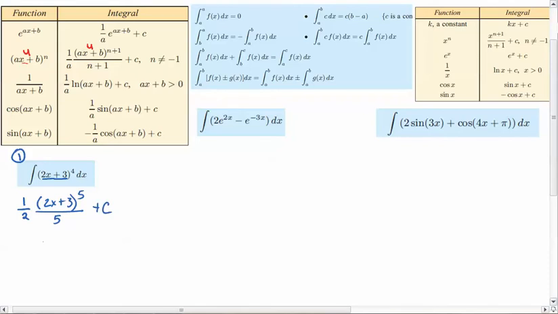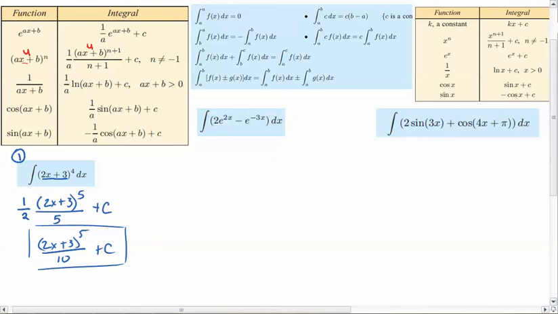And if I put all that together, it'll just be 2x plus 3 to the 5th power over 10 plus c. And there you go. That would be the answer. So not too bad. Really, it's the same thing we've been doing. It's just giving you a couple more rules and trying something a little bit more difficult. All right, so let's go ahead and do a couple more.